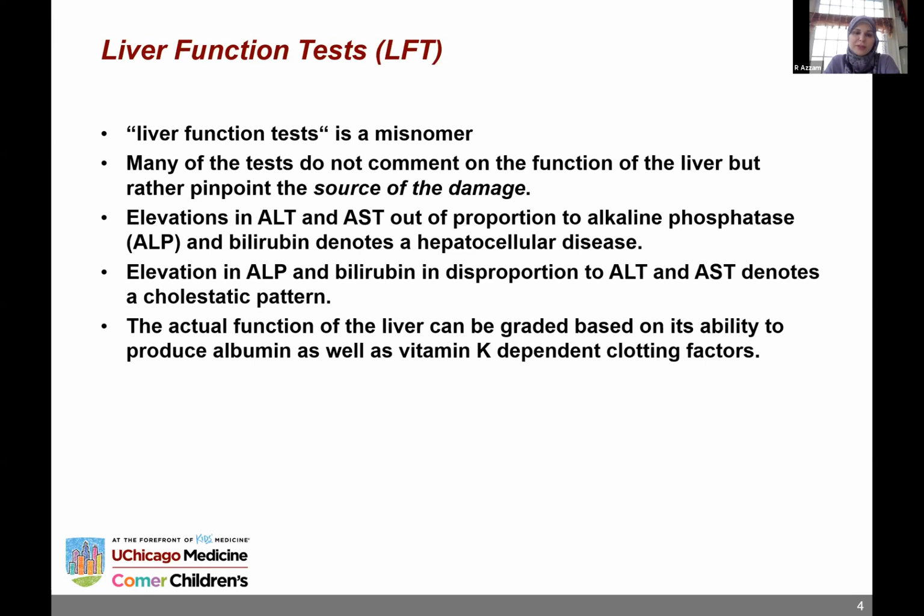So what does that mean? Elevation in the transaminases, ALT and AST, out of proportion to alkaline phosphatase and bilirubin usually tells you that there is a hepatocellular disease, so more cellular rather than biliary. And elevation in alkaline phosphatase and bilirubin in disproportion to ALT and AST denotes a cholestatic pattern, so more of a biliary pattern.